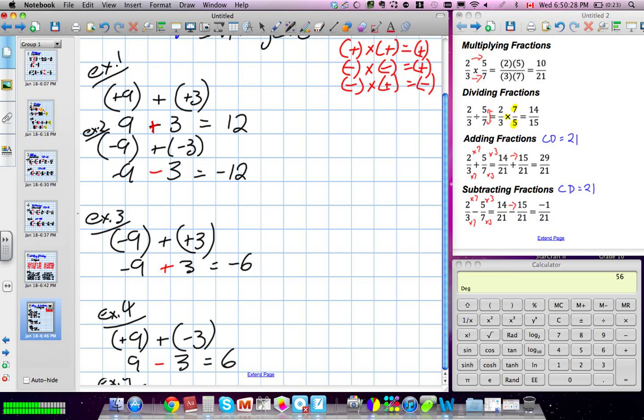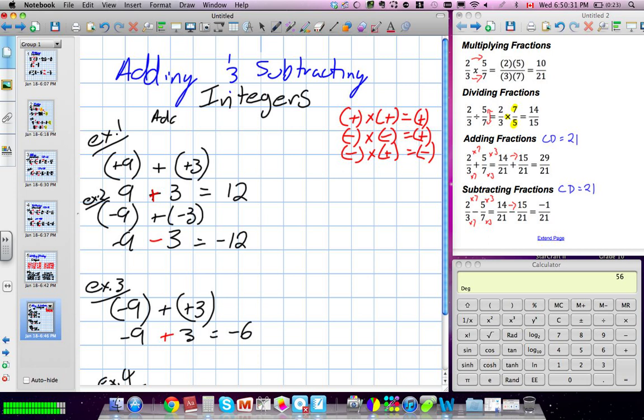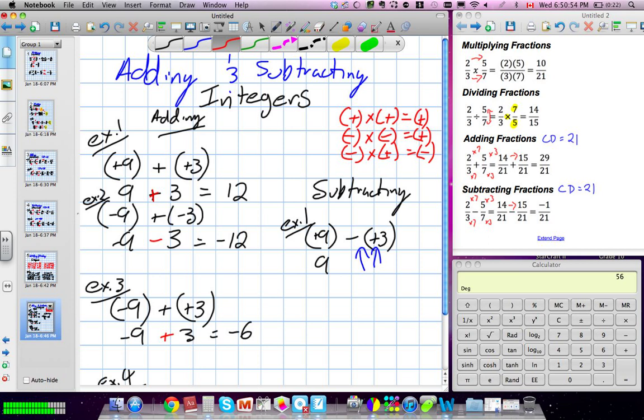Now we're going to do it with subtracting. This was the adding part of it, okay? That was our adding. Here we'll do the subtracting. Okay, so again, positive 9 minus positive 3. I've got 2 signs there, so what am I going to replace them with? That's example 1. I have a negative and a positive, so what can I replace them with? A negative. Good. So 9 minus 3 is 6. Good.